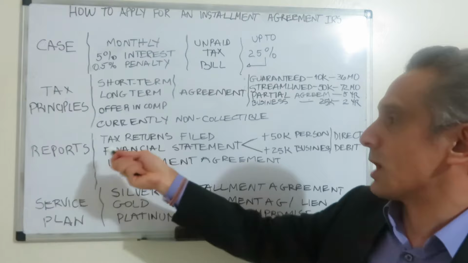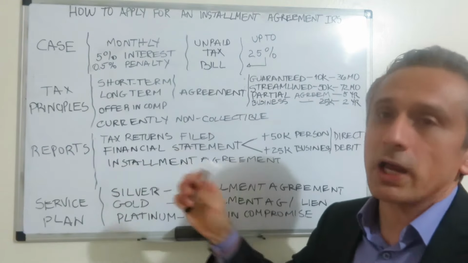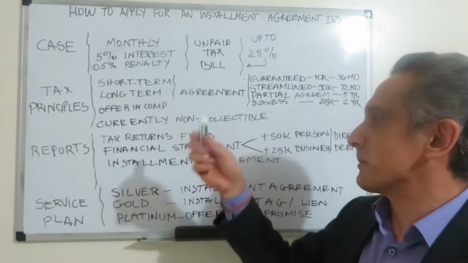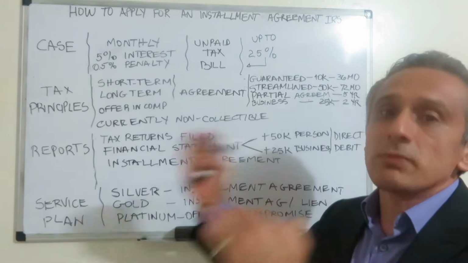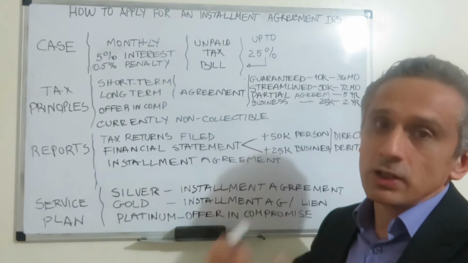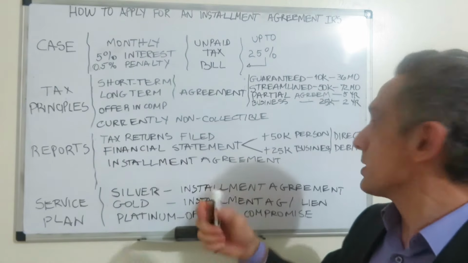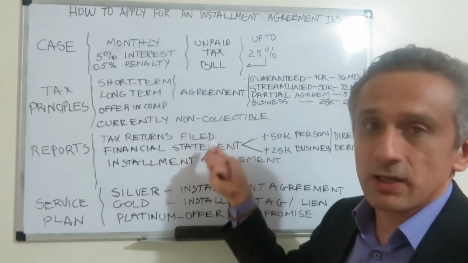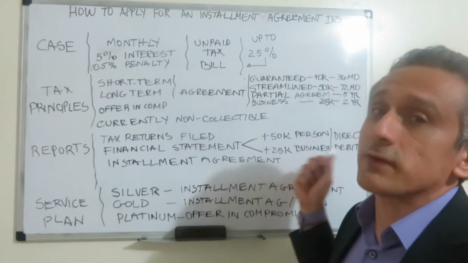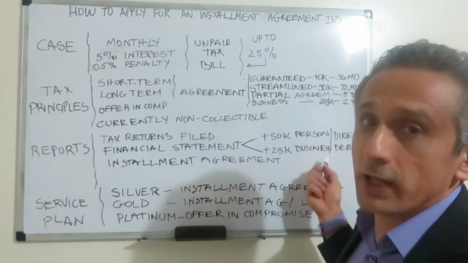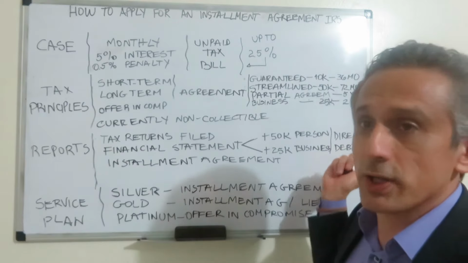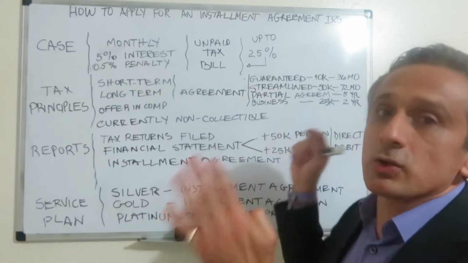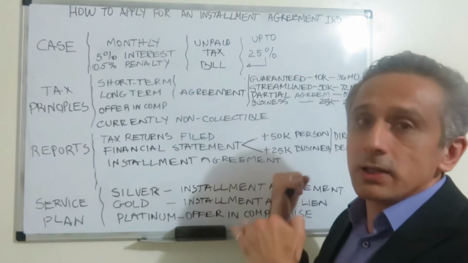In terms of requirements, first, you need to have all your tax returns filed completely. If not, the installment agreement will not be possible. Second, the financial statement means that you need to submit to the IRS your positions, income and expenses on a specific form. Now, if you owe $50,000, you have to do the financial statement. And as a business, if you owe $25,000, you will also need to file that and give a direct debit for that. Now, the installment agreement is the ending report. Remember, you can do it online or by paper.